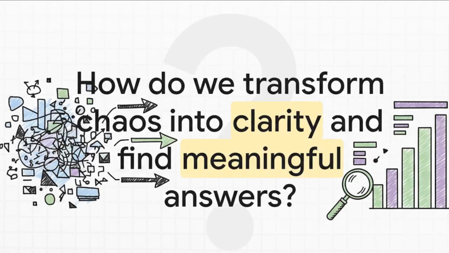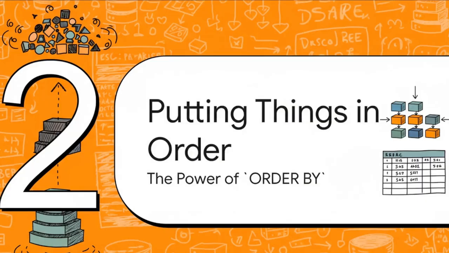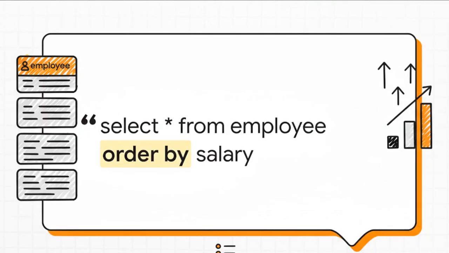So that's the big question, right? How do we take this data soup, and turn it into something that actually gives us answers? Well, the very first step is just to get things in order, literally. And our first tool for the job is the amazing order by command. It all starts with a command that's as simple as it is powerful. We're basically just telling the database, hey, show me everybody in the employee table, but you know what? Line them up by salary.